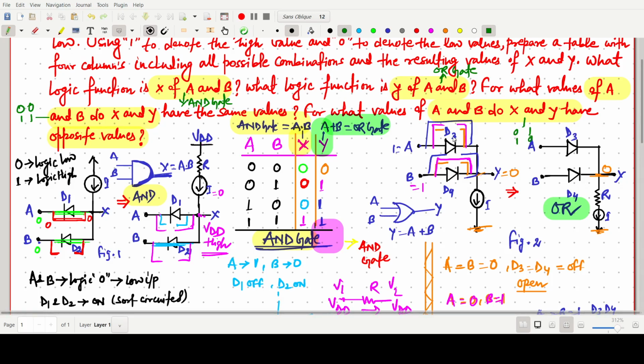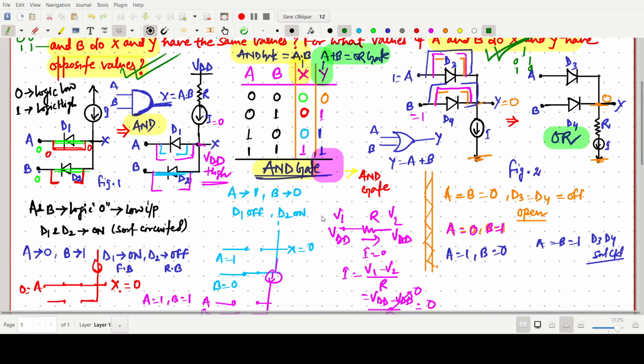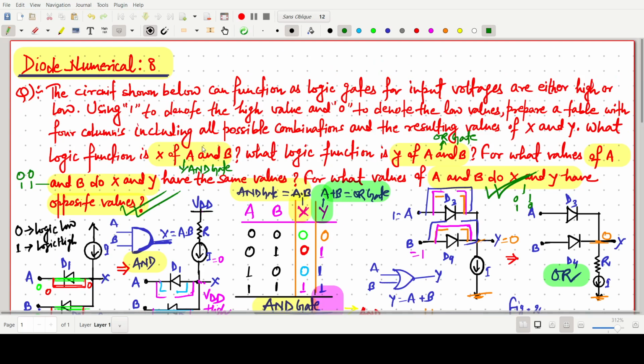So this is all about this question. This is a problem from a microelectronics book by Sedra and Smith. Thank you for watching this video.